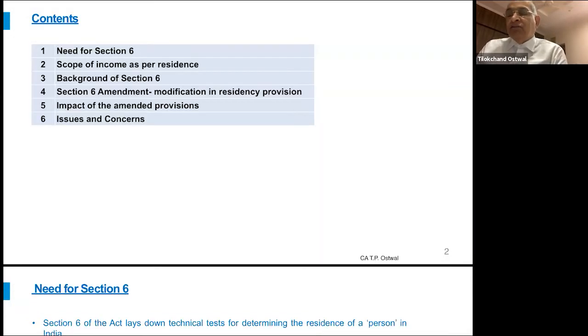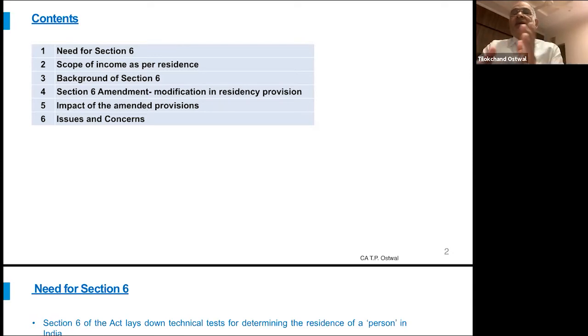The provisions have been created this year and they are effective from the current year, that is from 1st April 2020 to 21 will be the first impacting year. So all these amendments are not going to have any impact till the last assessment, up to 31st March 2020, so that is assessment year 2021. And all these amendments have been made to only one section, section 6 of the Income Tax Act.